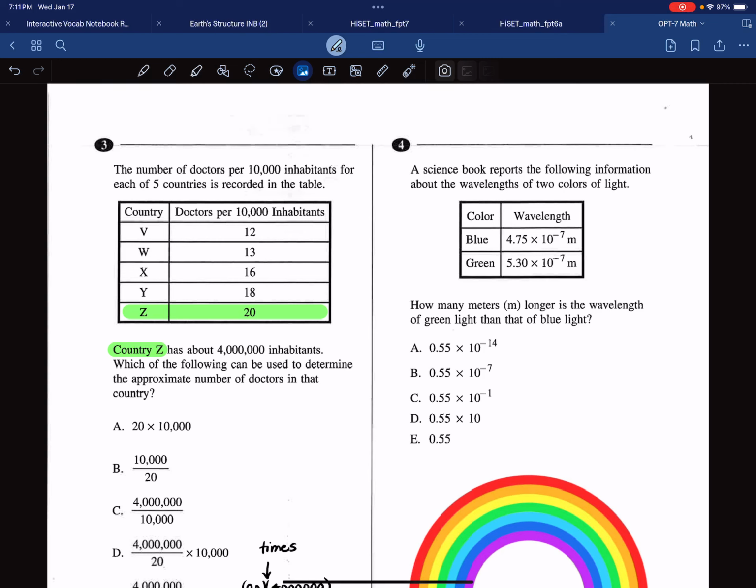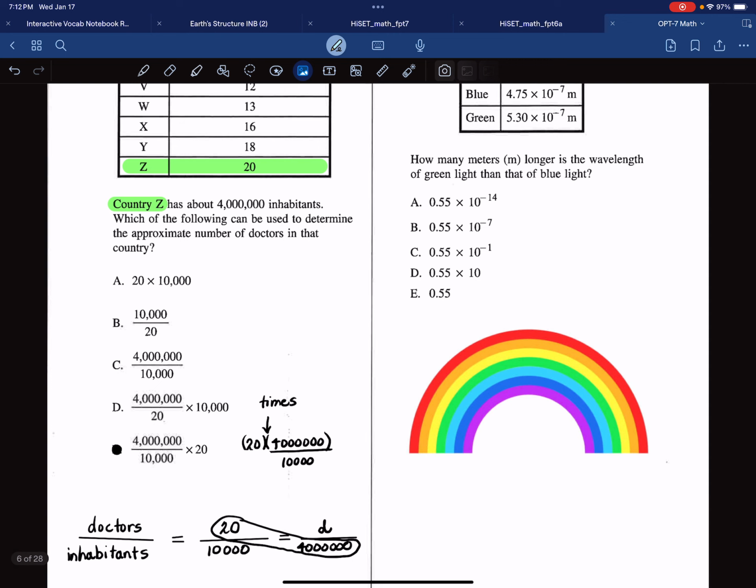Number 4. A science book reports the following information about the wavelengths of two colors of light. First column tells me the color, and the second column tells me the wavelength for each of those colors. And this is another one of those questions where science plays a very important role. You could actually see this question on the science test. So I want to take a second and really help you understand what this is talking about.